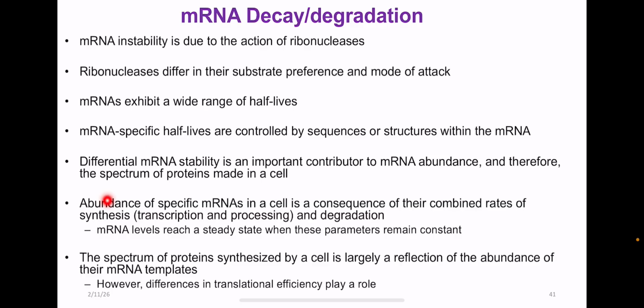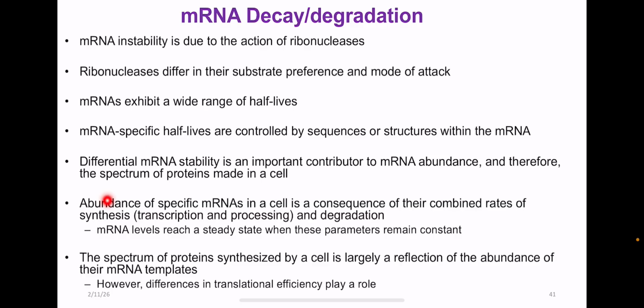So relative to rRNA and tRNA, mRNA is actually unstable as compared to the other two. In part, we can attribute this instability to the action of ribonucleases. The action of ribonucleases is not the only reason why mRNAs are unstable. Ribonucleases are examples of endonucleases, endonucleases that only cleave RNAs.